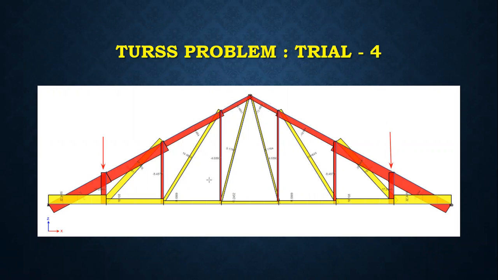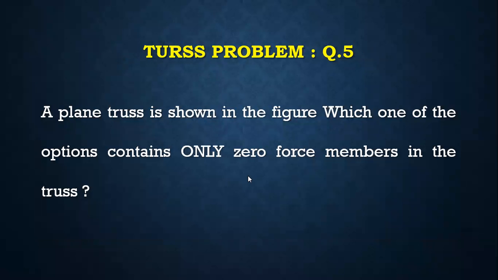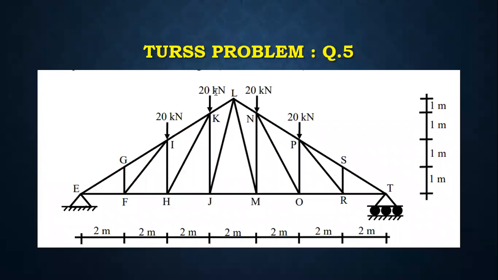You can see the distribution of the forces with respect to the distance from the application of the load, and you also observe the variation in the compression and tension forces in the principal rafter and the tie member. So finally we can find the answer for this. Which option contains only zero member forces? Can you guess now what happens?